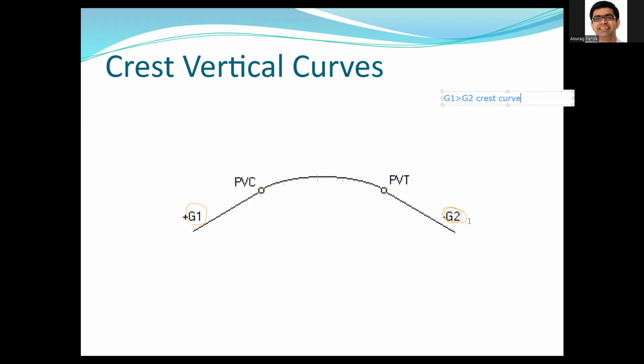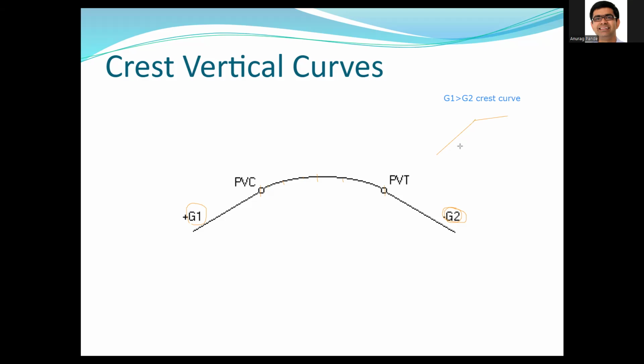Okay, so you could have a grade like this that I showed you in the previous slide, and let me draw this again. So you have G1, that's a steeper grade, and G2, it's a less steep grade. So the transition between these two grades will still be a parabolic curve, and it'll still be a crest curve.